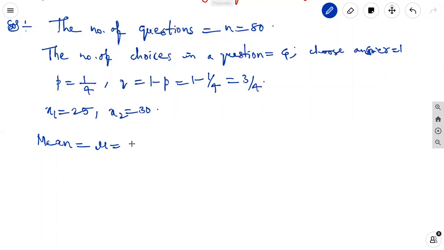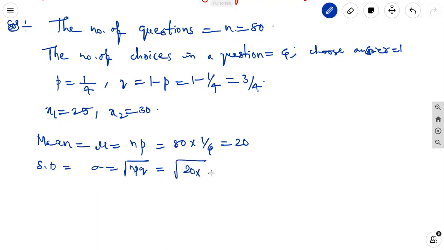So here mean equal to mu. Mu equal to, in the binomial distribution, NP. N equal to 80. P is equal to 1 by 4. That is equal to 20. And the standard deviation is sigma equal to under root of NPQ. It is equal to under root of 20, Q is 3 by 4. 4 fives are 20, it is equal to root 15. It is the standard deviation.